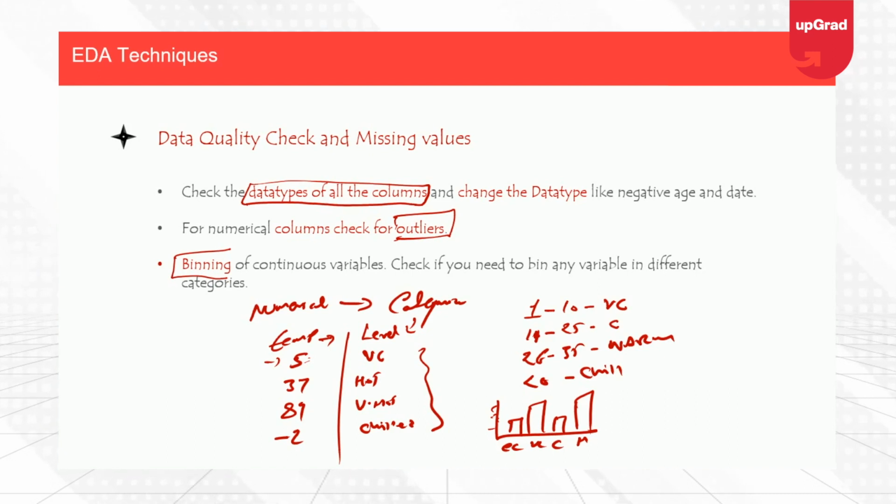So this is the whole process of data quality check and handling the missing values, and the various operations that you can do with the given data.